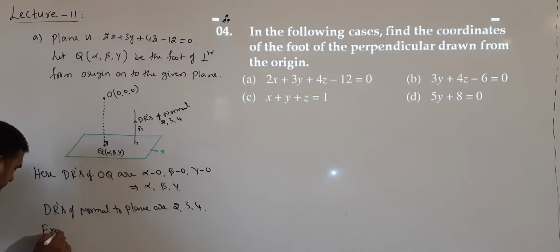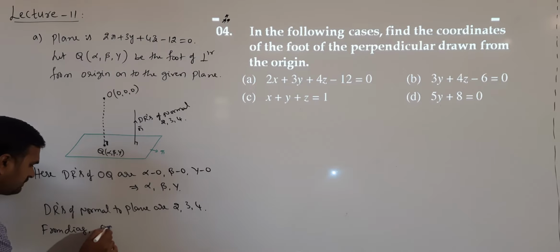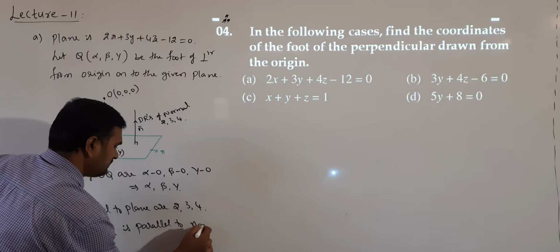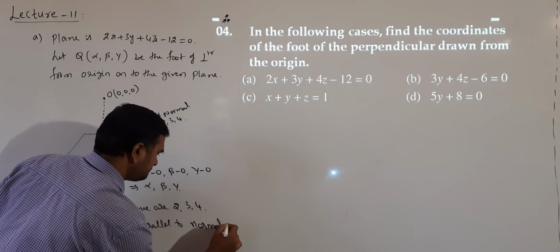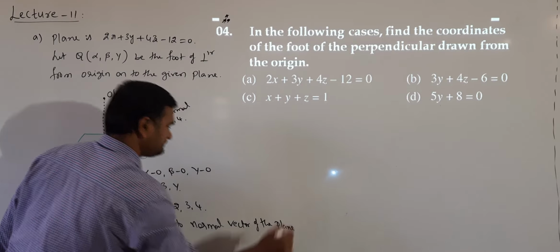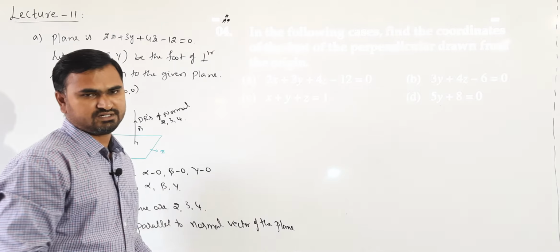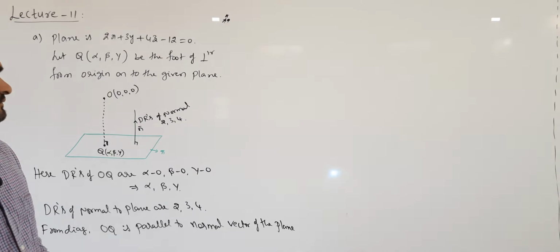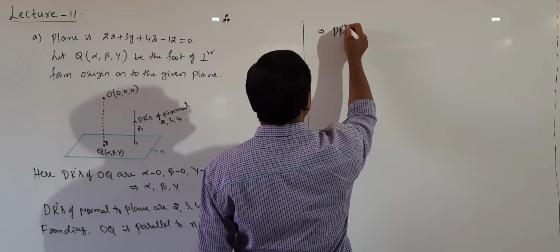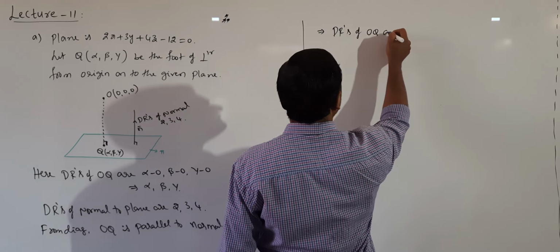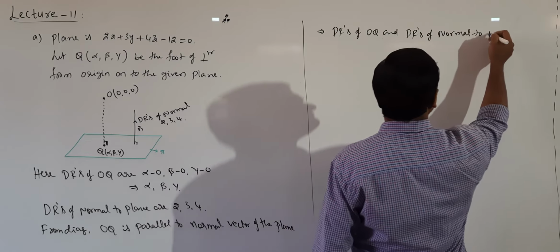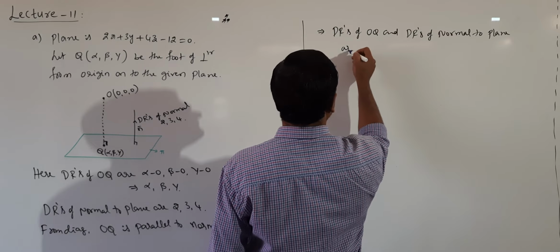From the diagram, OQ is parallel to the normal vector of the plane. So these two are parallel, which means we can write their drs are proportional. This implies the drs of OQ and the drs of the normal to the plane are proportional.